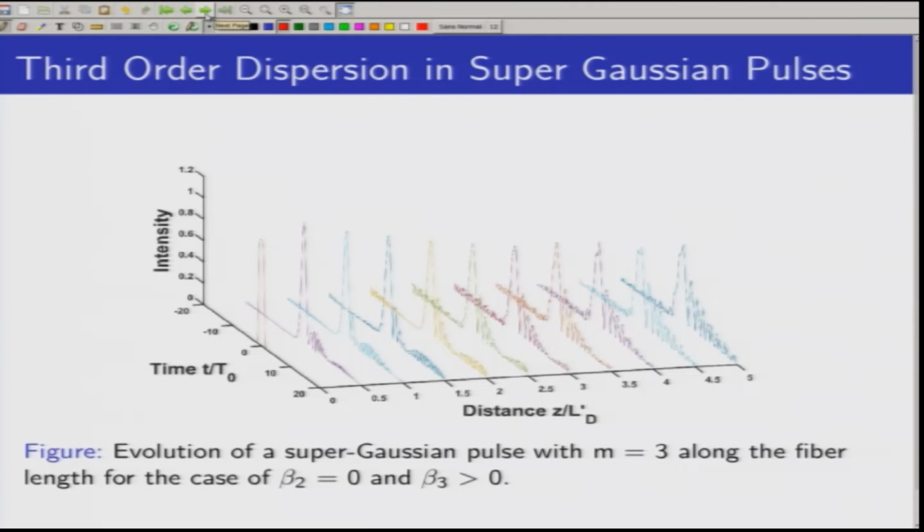The other case is the third order dispersion in super Gaussian pulses. We will keep the super Gaussian pulses unchirped, with m equal to 3, and beta 2 is again kept at 0 and beta 3 is greater than 0. As we move along the distance, this is z by LD dash. So, this is 0.5 LD dash, then 1 LD dash, 1.5 LD dash, and so on.